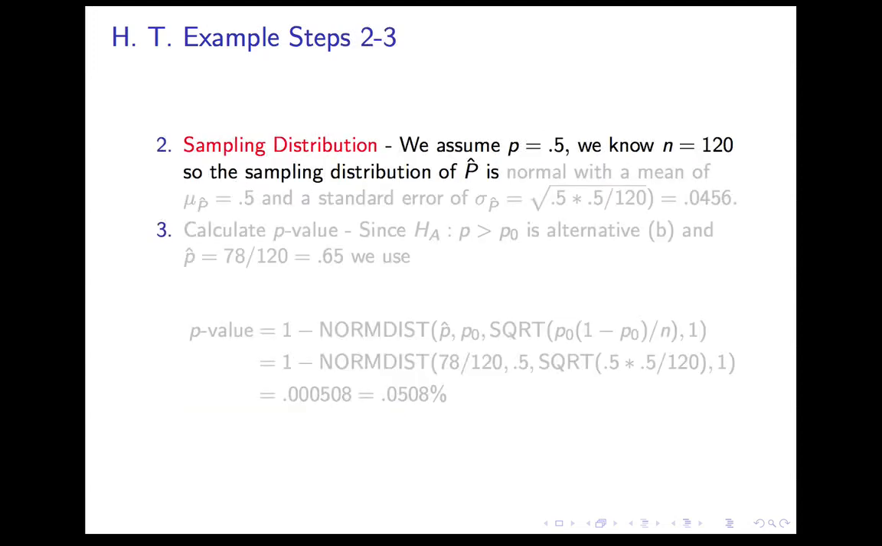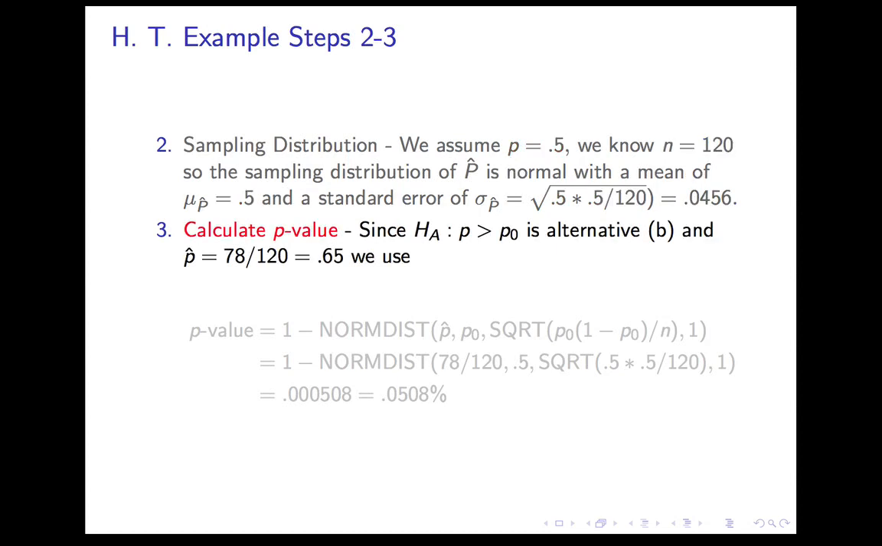Step two is to describe the sampling distribution. You assume the null hypothesis. So you assume p is equal to 0.5. We know that n is 120. So the sampling distribution of p hat is normal with a mean of p, 0.5, and a standard error, the usual formula, square root of p times 1 minus p over n. That's 0.5 times 0.5 over 120, which is 0.0456. So that's the sampling distribution.